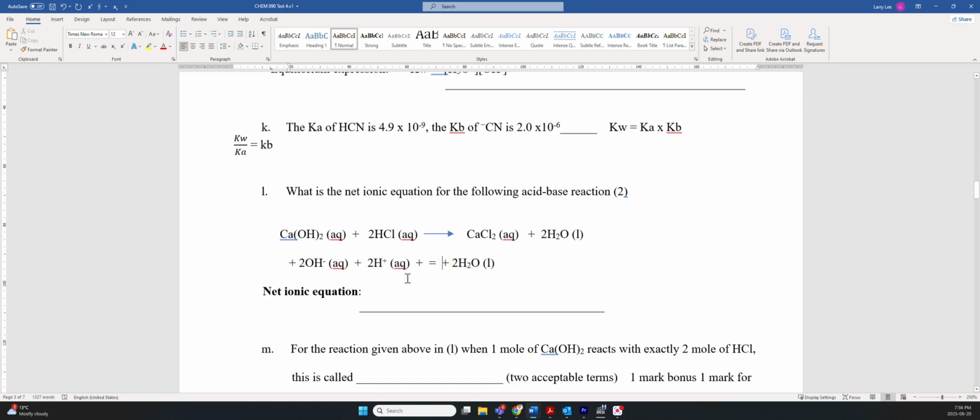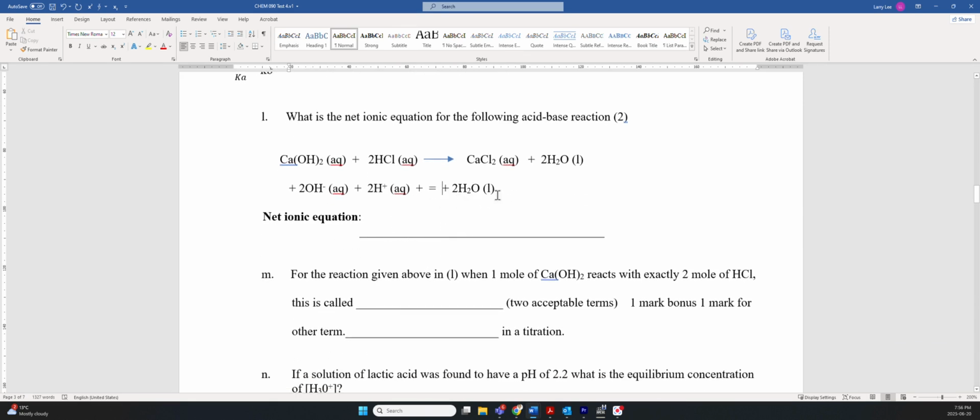And you could divide this by 2 so that you get OH minus plus H plus, giving you H2O. So that would be the net ionic equation. Either way, this is correct right here. So either divide by 2 or leave it like this. Okay, that's the net ionic equation for 2 marks.